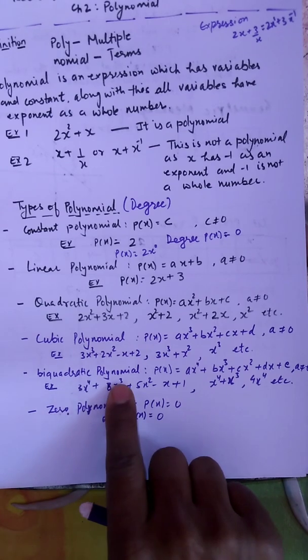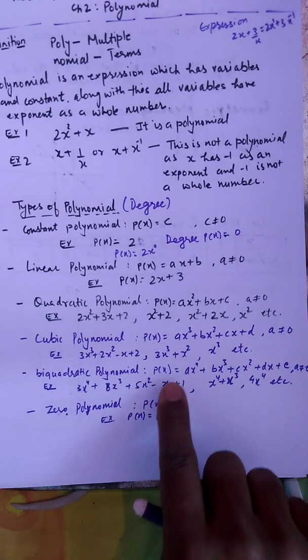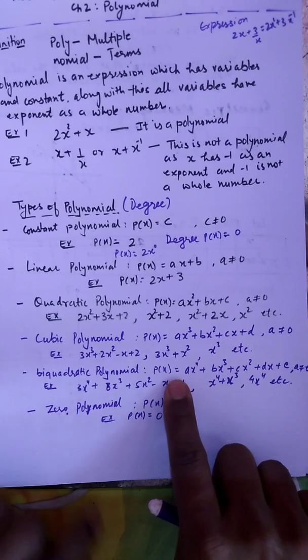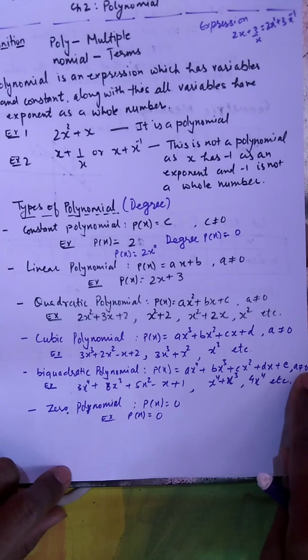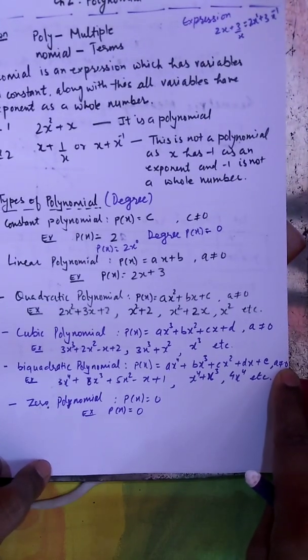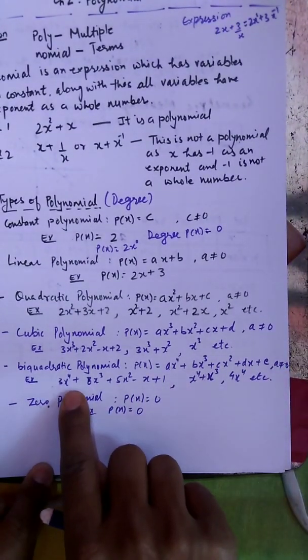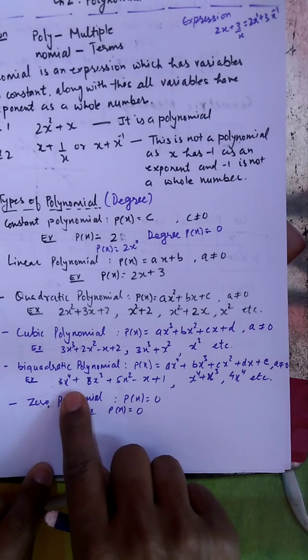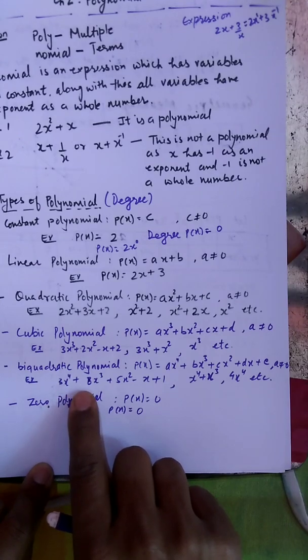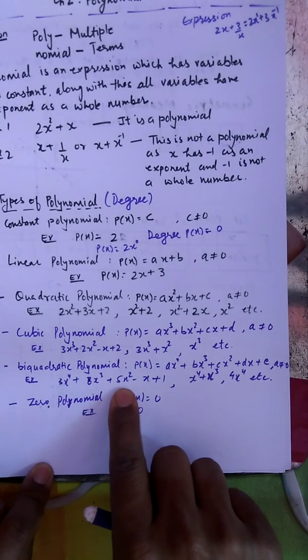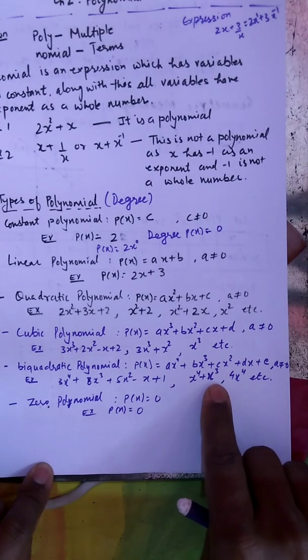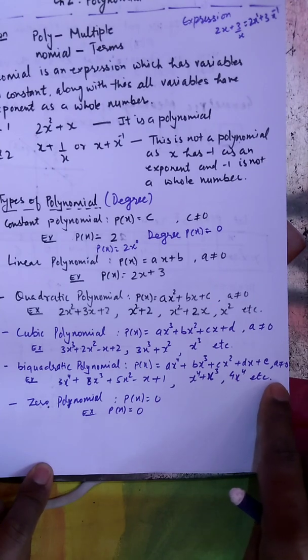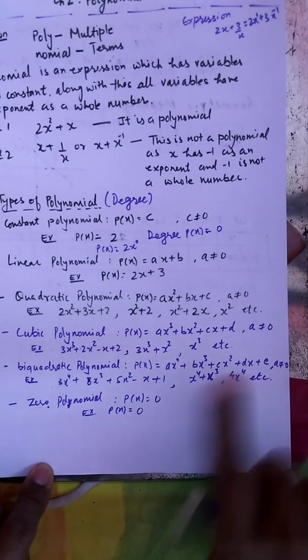Now come to the biquadratic polynomial. Biquadratic polynomial means degree 4. p(x) = ax⁴ + bx³ + cx² + dx + e and a not equal to 0. As an example, you can see 3x⁴ + 8x³ + 5x² - x + 1, x⁴ + x³, 4x⁴, etc. These are examples of biquadratic polynomials.